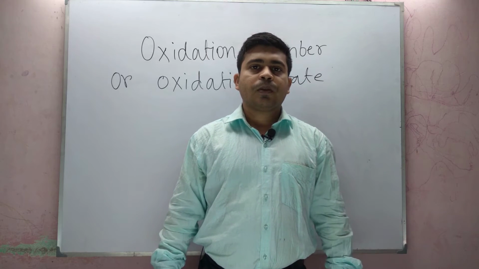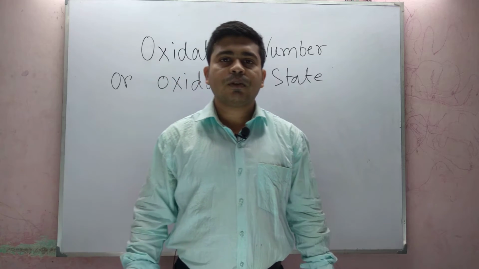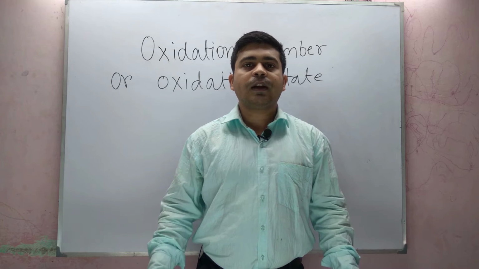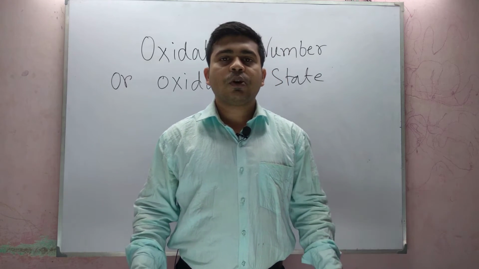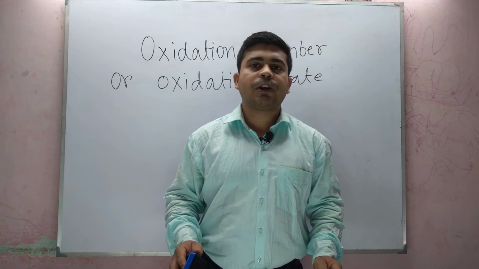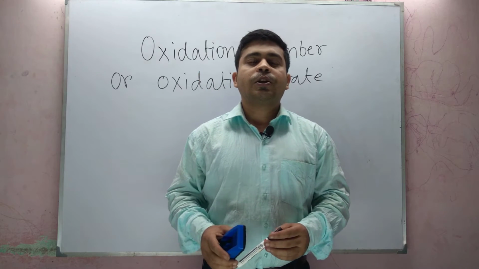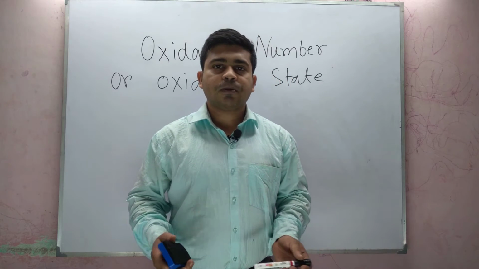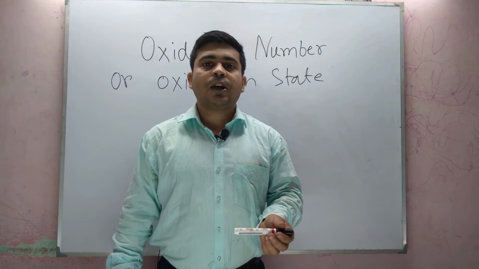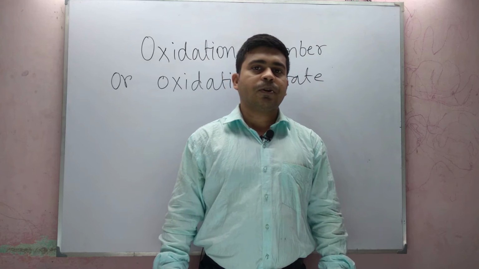So now in this lecture session we discuss what oxidation number or oxidation state is. You have to remember first that oxidation number and valency both define the combining capacity of an element. These terms define the combining capacity of the element.